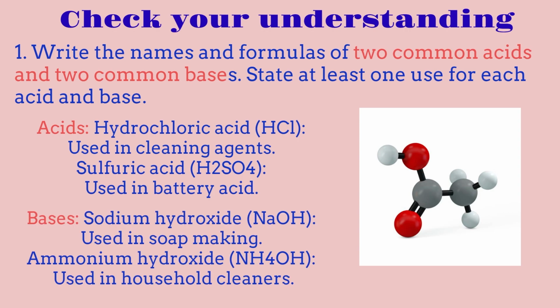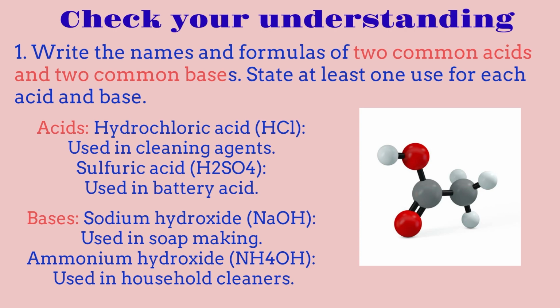And for bases, the first one is sodium hydroxide, and the formula for sodium hydroxide is NaOH, and it's used in soap making. And for our second base, we have ammonium hydroxide, which is NH4OH, and the most common thing it's used for is in household cleaners. So this is our first practice question about acids and bases and an example for both of them.